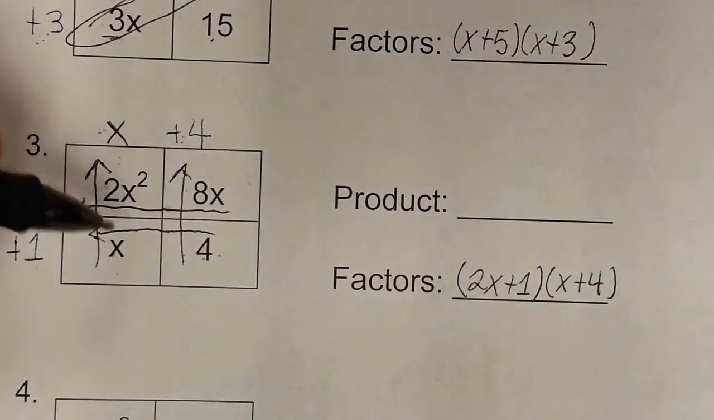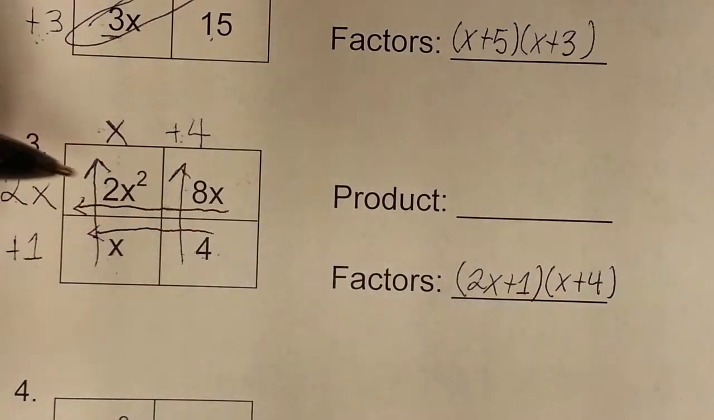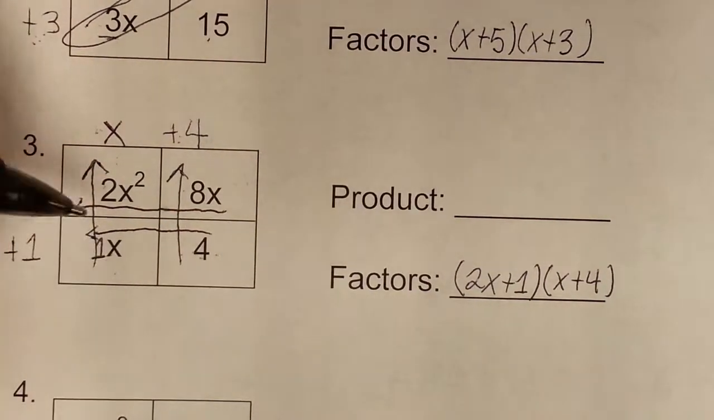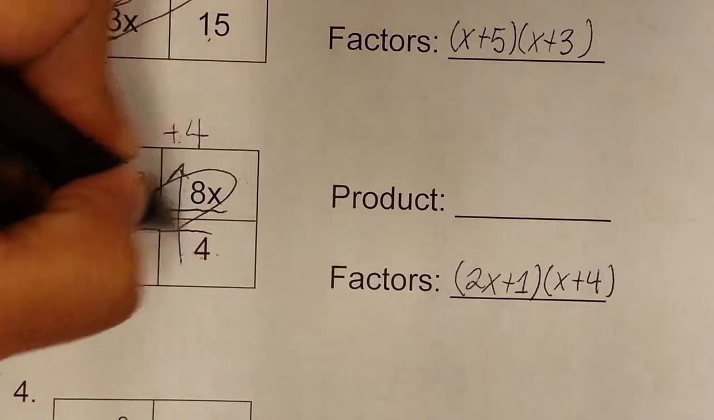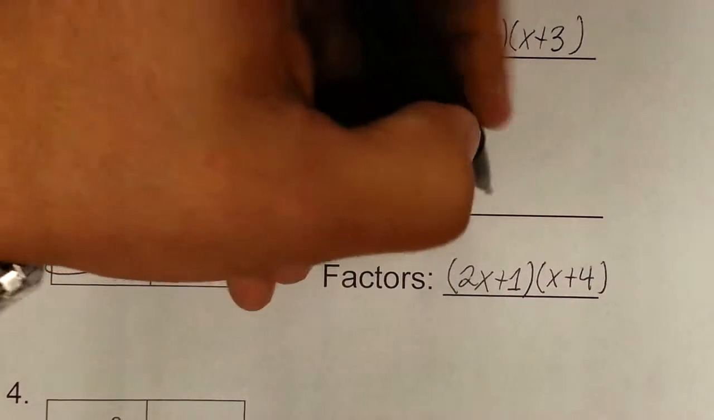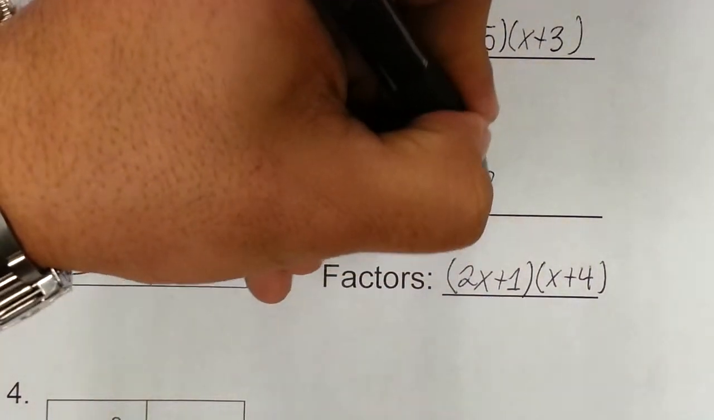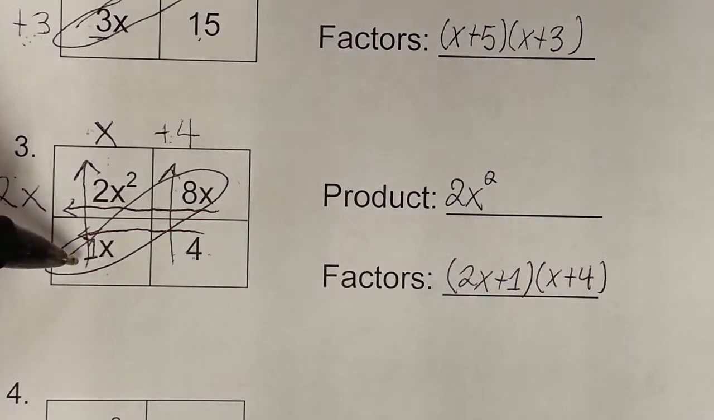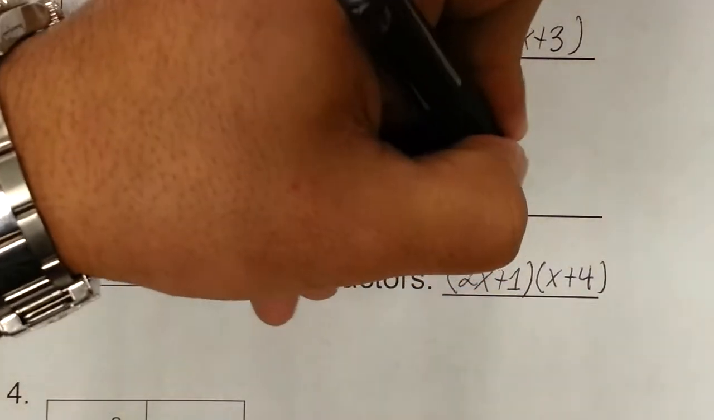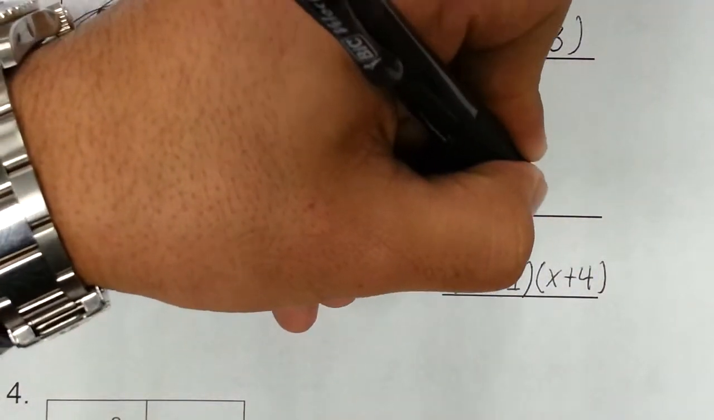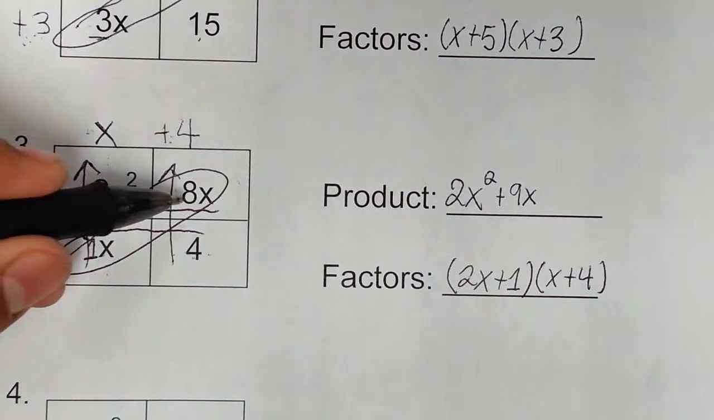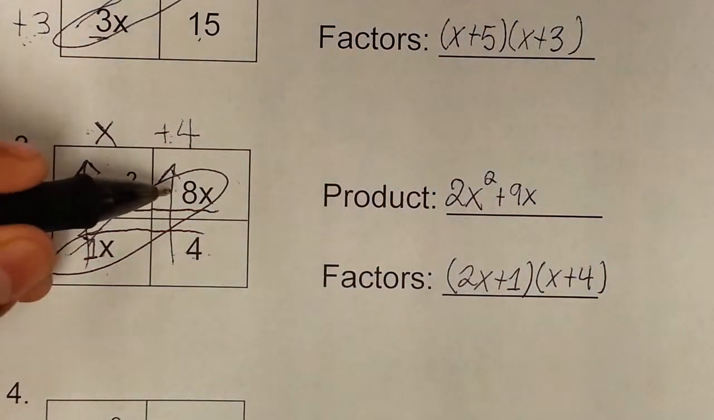For our product, we take all of our like terms, in this case our 8x and our 1x, and combine them. We've got only one 2x squared. 8x plus 1x would give us 9x. We kept our base and exponent, and then added the coefficients, 1 and 8 gives us 9, and then the 4.